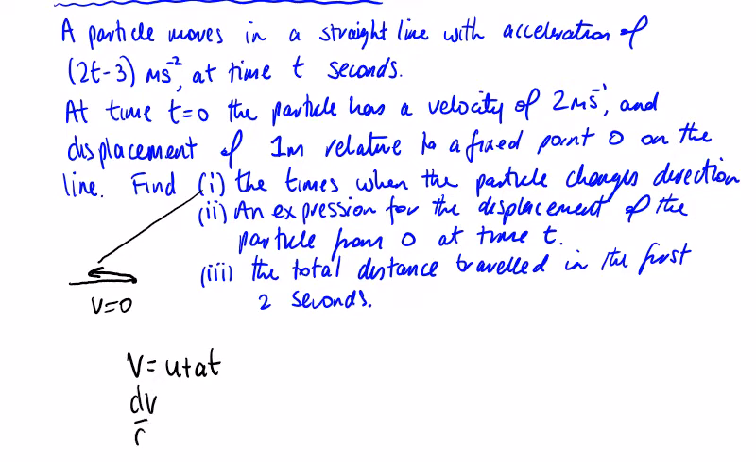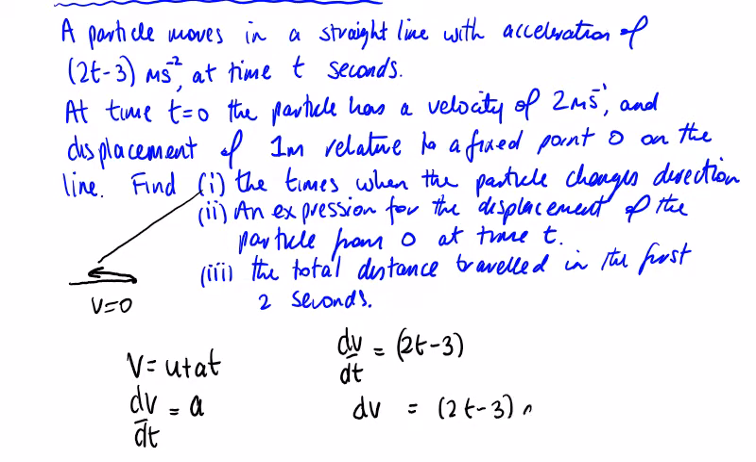If we differentiate the velocity expression, we'll get our acceleration. So dv/dt is my acceleration, which is 2t minus 3. If we want to get an expression for v, we need to get v on its own, so we need to integrate dv equals 2t minus 3 dt. What information are we given? At time t equal to 0, so it's going to be between t and 0.